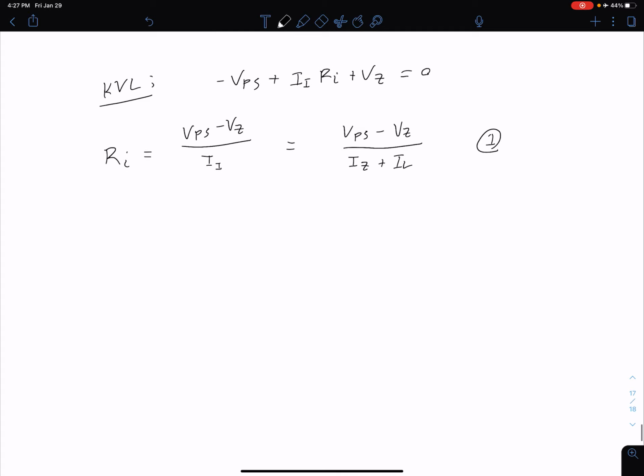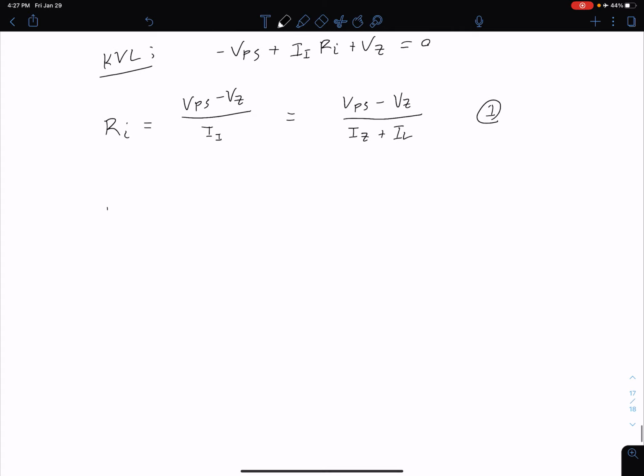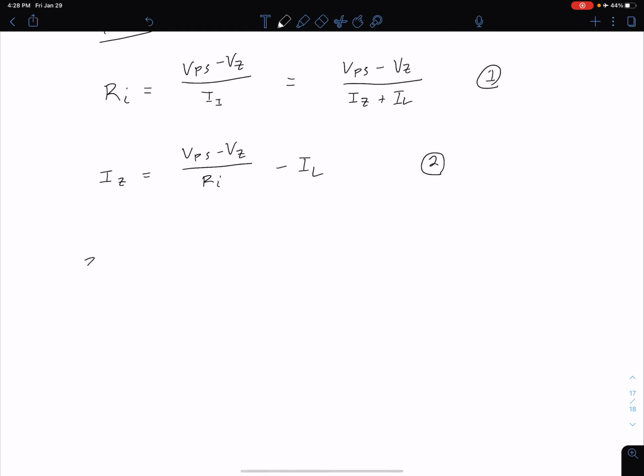Okay, so let's rearrange this equation 1. We can solve it for IZ, our Zener diode current. So we can say that's equal to VPS minus VZ over R sub I minus IL. And again, for consistency with notes, I'm going to call this equation 2. So remember, for our Zener diode to operate properly, it has to be in the breakdown region. The Zener diode must remain in the breakdown region.